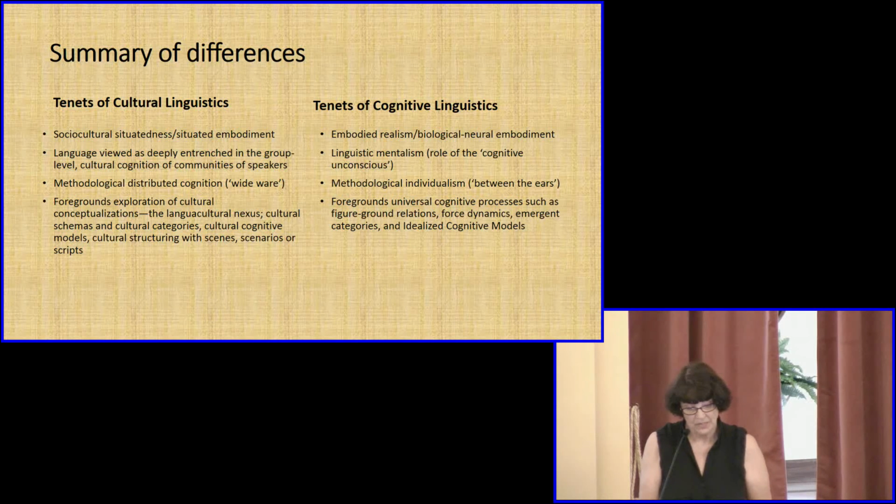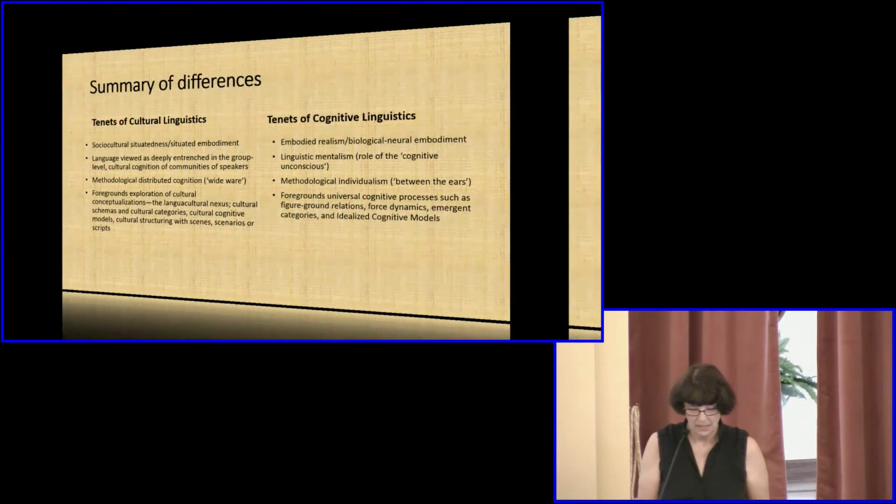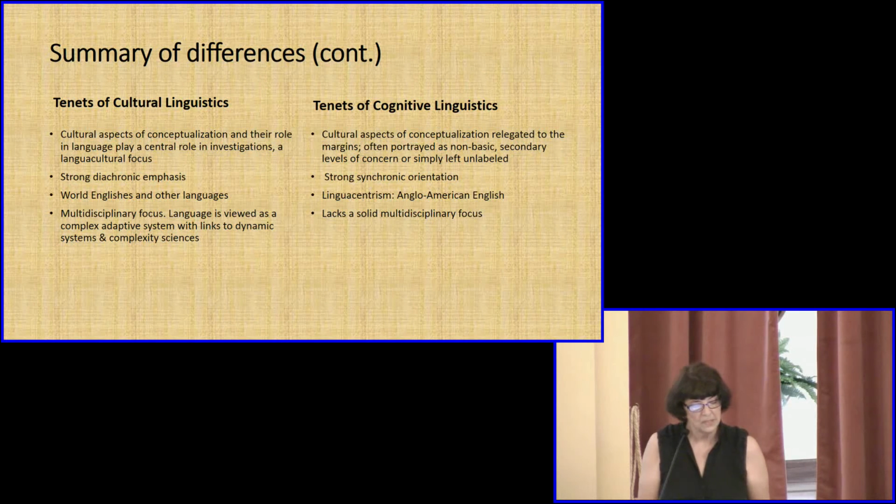Cultural linguistics foregrounds explorations of cultural conceptualizations, the lingua-cultural nexus, cultural schemas, cultural categories, cultural cognitive models, cultural structuring with scenes or scenarios or scripts. Cognitive linguistics, on the other hand, foregrounds universal cognitive processes such as figure-ground relations, force dynamics, emergent categories, and idealized cognitive models. For cultural linguistics, we have the cultural aspects of conceptualization and their role in language, which play a central role in investigations. Again, a lingua-cultural focus.